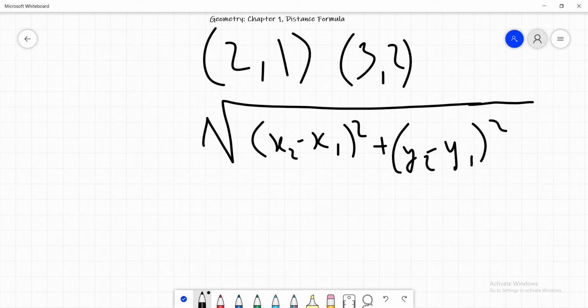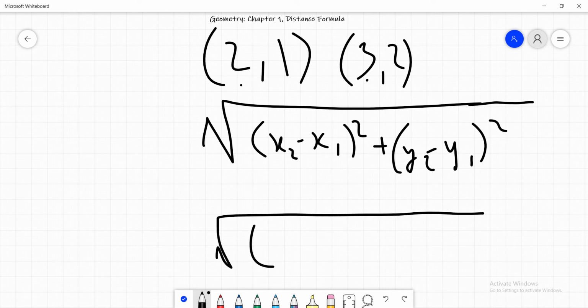Okay, so I already have my 2 points. So I'm just going to do x2, which is 3, minus x1, which is 2. So 3 minus 2 is 1. So I have the root of 1 whole squared plus my y2, which is 2, and then y1, which is 1. I subtract those two, so 2 minus 1 is 1, and 1 whole squared.